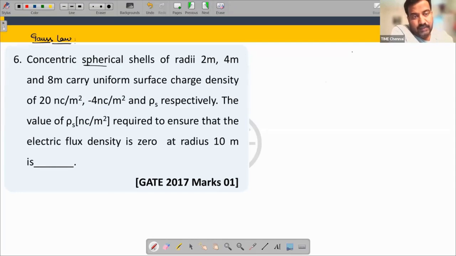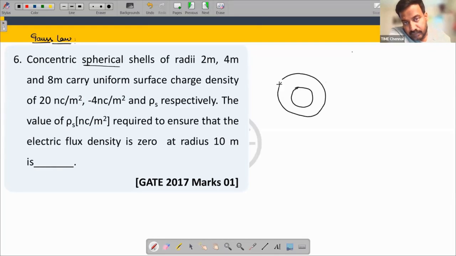Concentric spherical shells of radii 2 meter, 4 meter, 8 meter. These are spherical shells. They're like this. These are spherical shells.